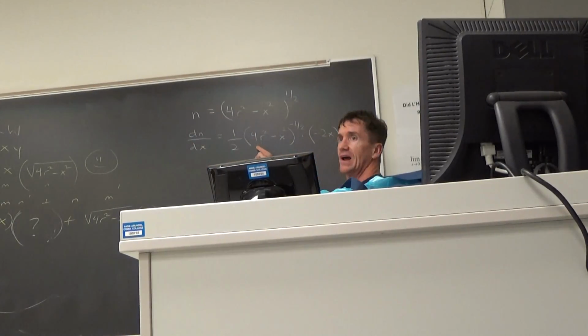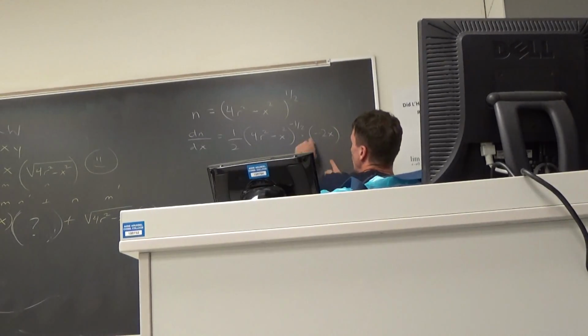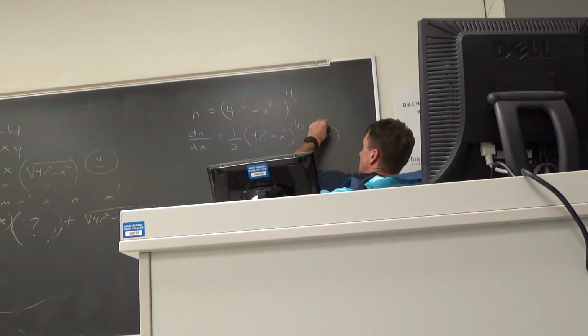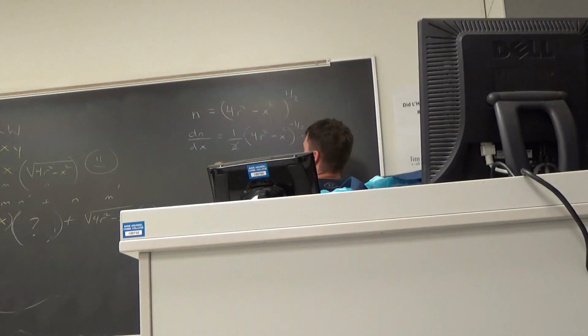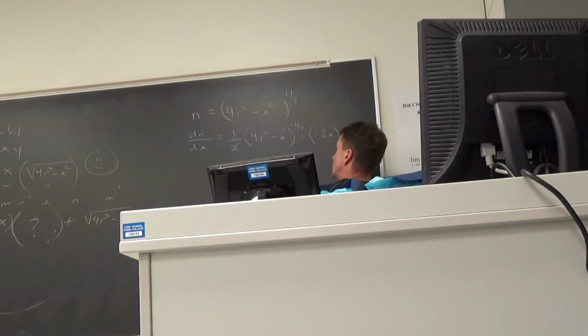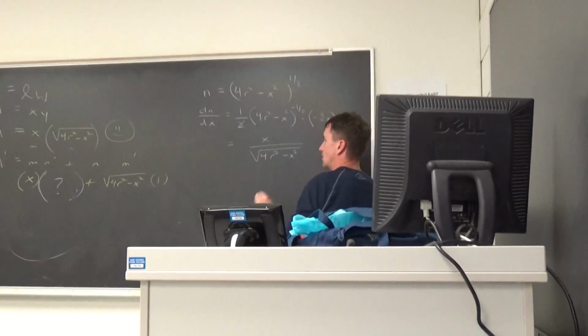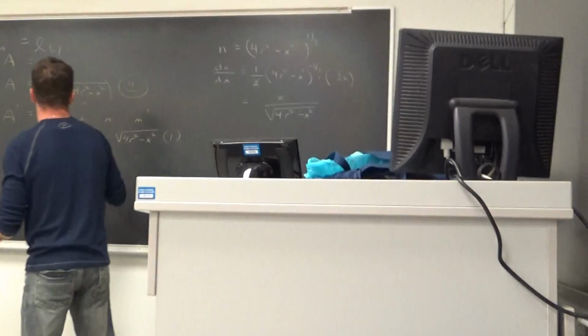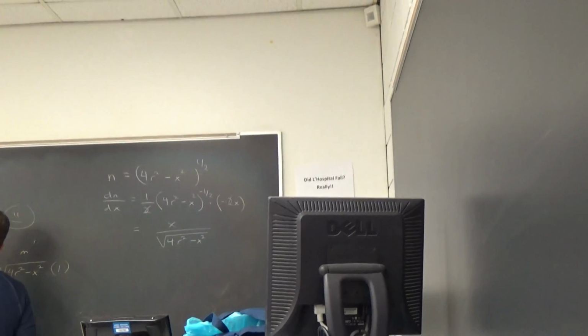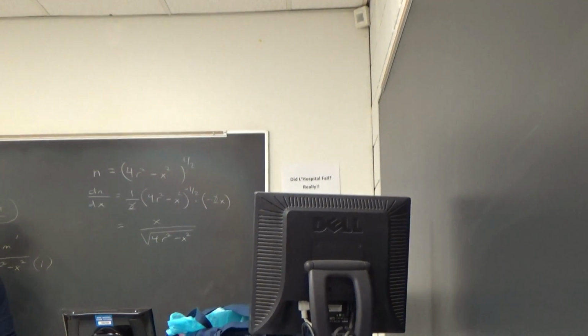So the derivative of the constant will be just what? 0. Now, what can I do with that 2 and that 2? You can cancel. Again, it looks like x over square root of 4r squared minus x squared. All right, let me put it in. Oh, that should be negative x, Professor. Yes, oh, thanks.